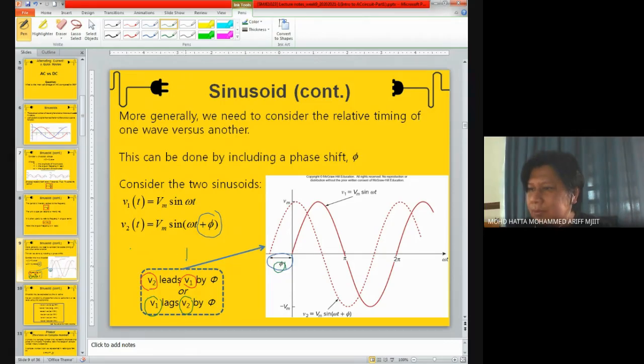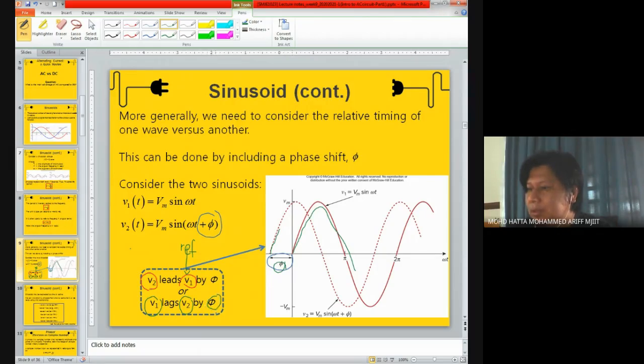So this is what you call the reference. If you keep V1 as your reference, you can say that V2 is leading V1 because V2 appears earlier than V1. And if you regard this waveform as your reference, you would say that V1 is lagging V2 by the phase shift angle.